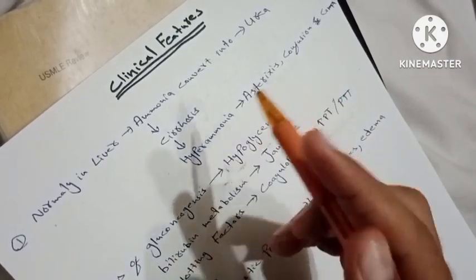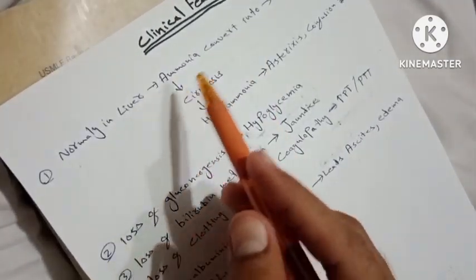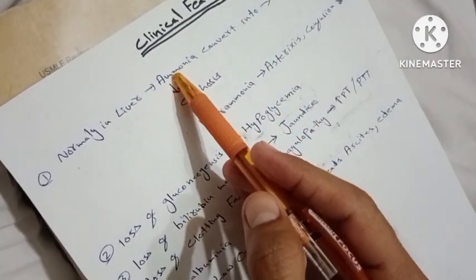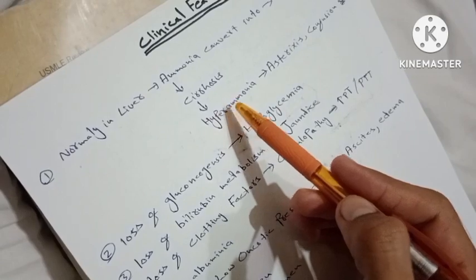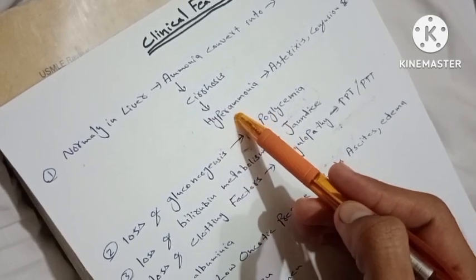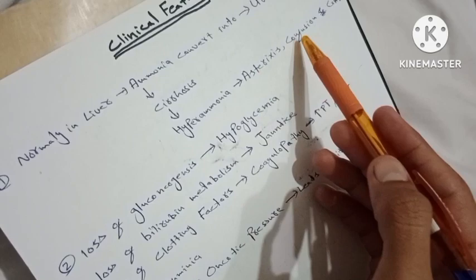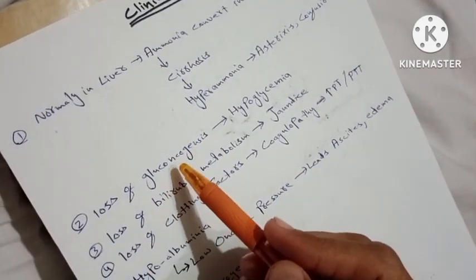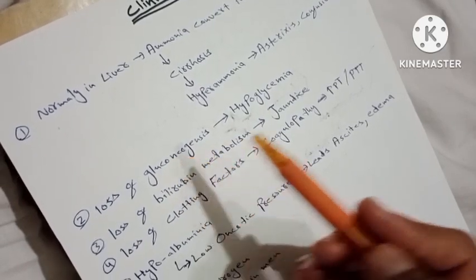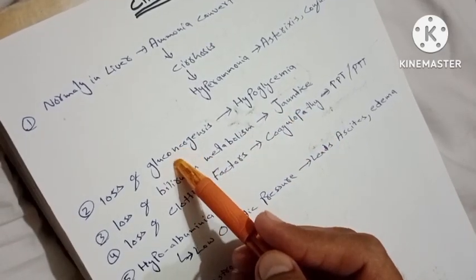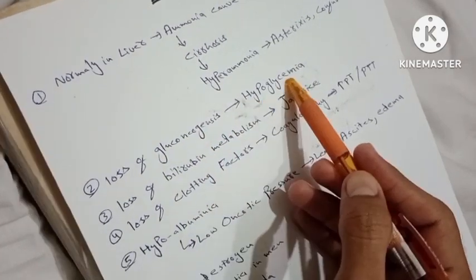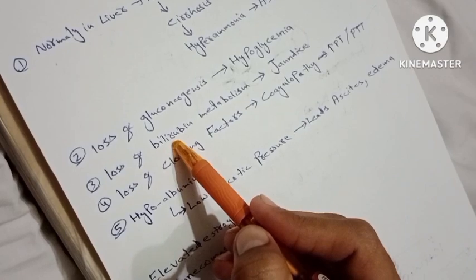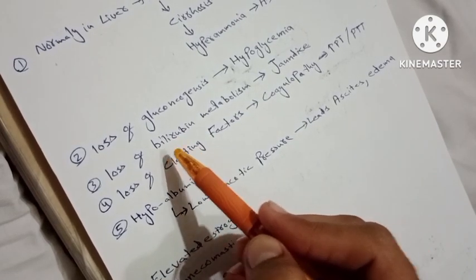Okay guys, let's move toward the clinical features. Normally in the liver, ammonia converts into urea, but in the liver cirrhosis, ammonia cannot convert into urea. So the increased concentration of ammonia, hyperammonemia, leads to asterixis, confusion, and coma. Gluconeogenesis, number 2, also occurs in the liver. In the liver cirrhosis, gluconeogenesis does not take place. It leads to hypoglycemia.